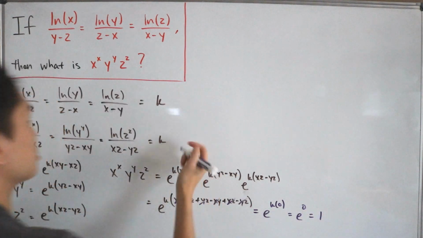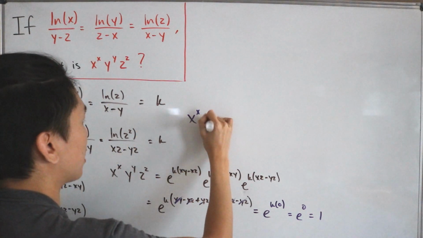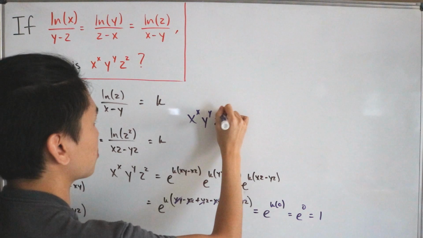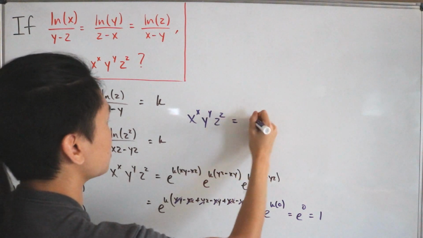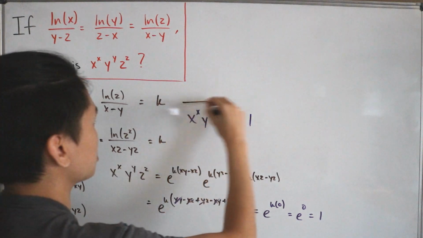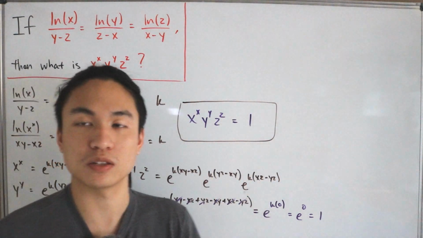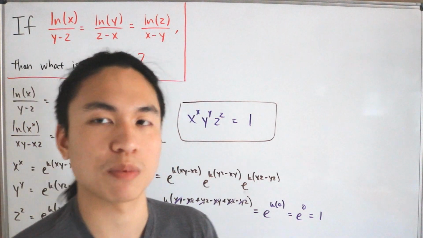So therefore that completes the final answer: x to the power x, y to the power y, and z to the power z, the tetration of those products, is indeed just equal to the number 1. And that completes this short yet interesting algebraic problem, with a little bit of creativity using properties of the natural log.